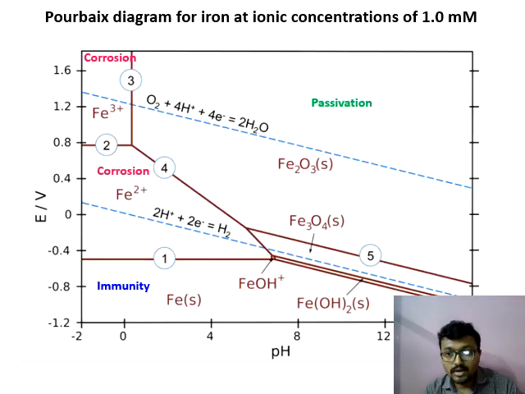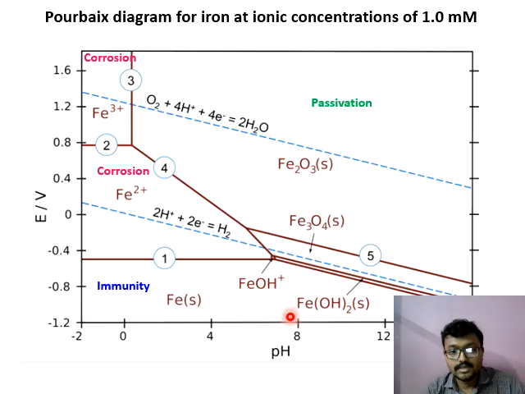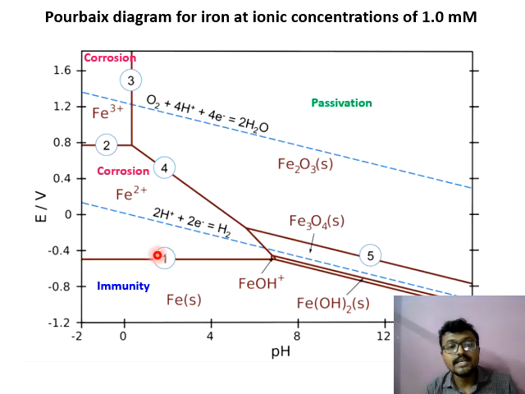So now we will see this diagram. So this is our diagram. In this diagram, the y-axis is showing the potential and the x-axis is showing the pH. Now first iron is present. Now if we increase the potential, it is converted to iron 2+. So this line 1 indicates the equilibrium reaction between iron and iron 2+, right?